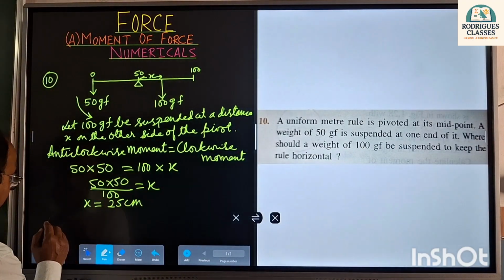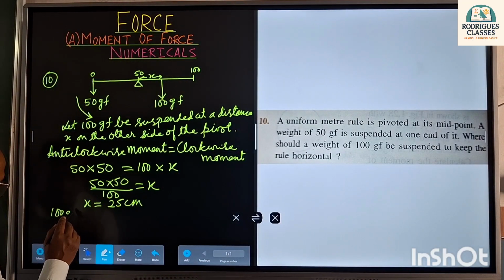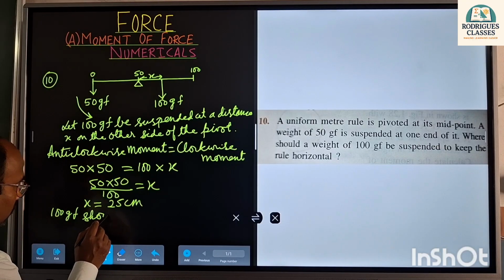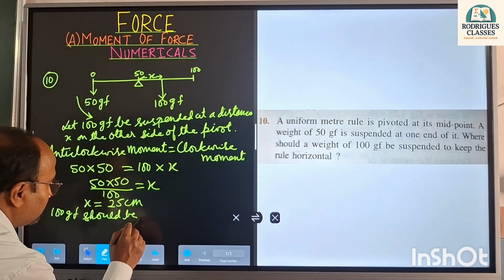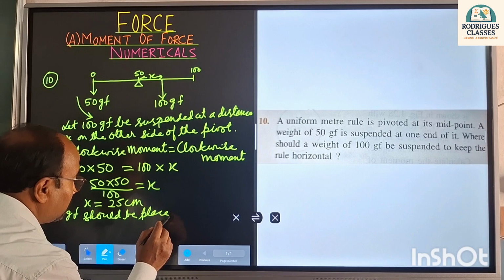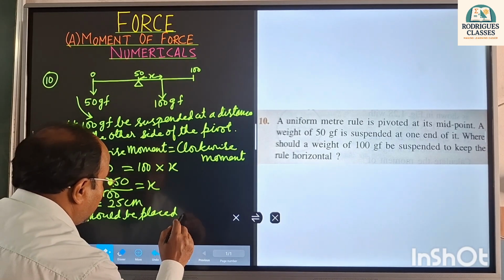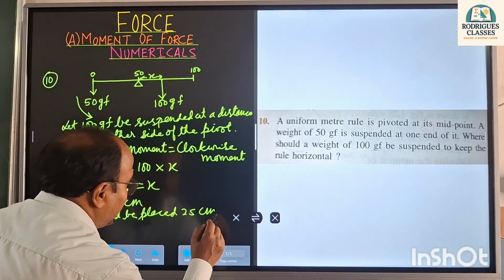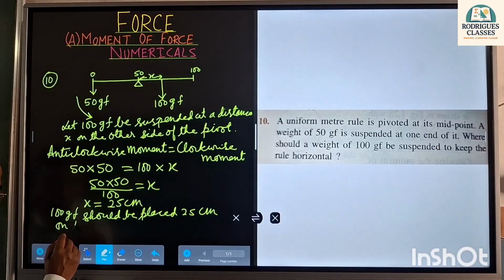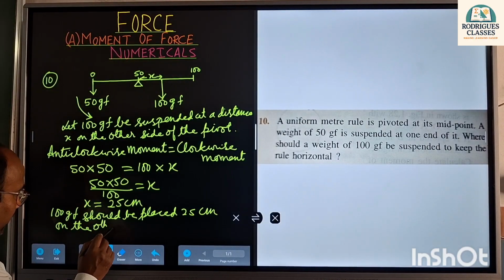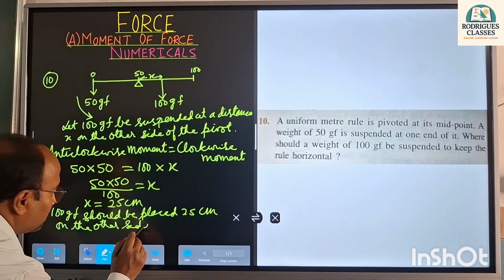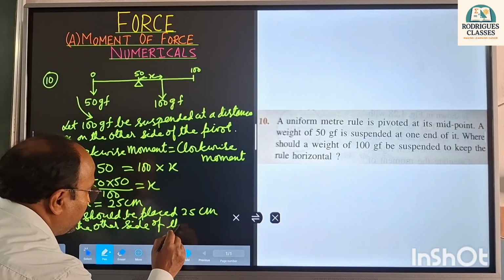So 100 GF should be placed 25 centimeter on the other side of the pivot.